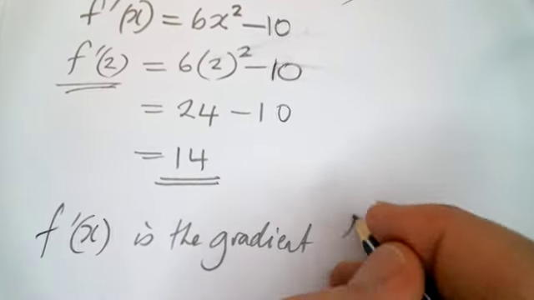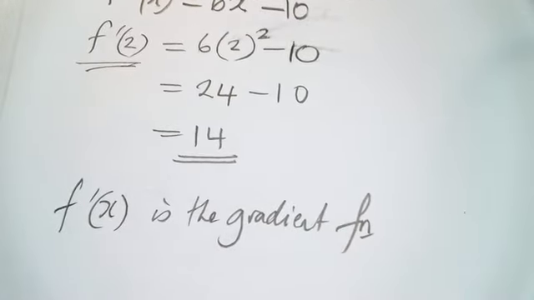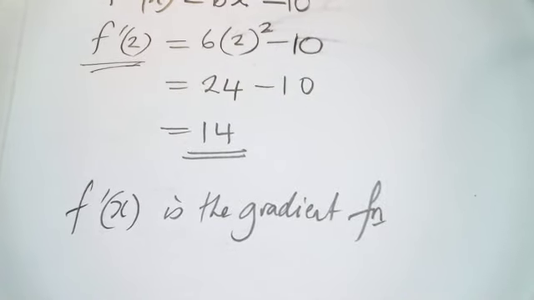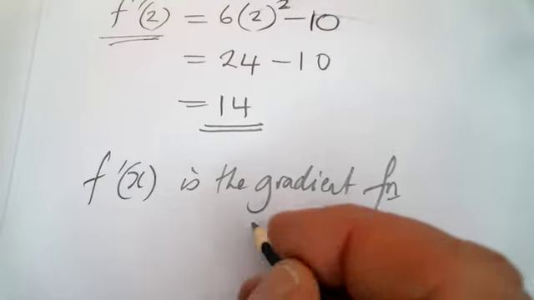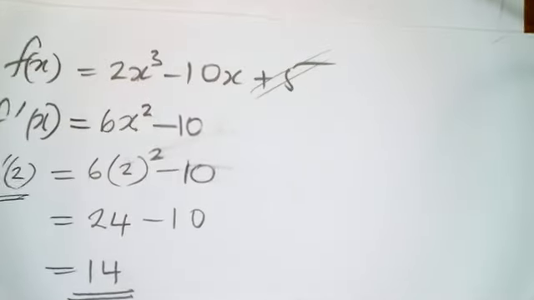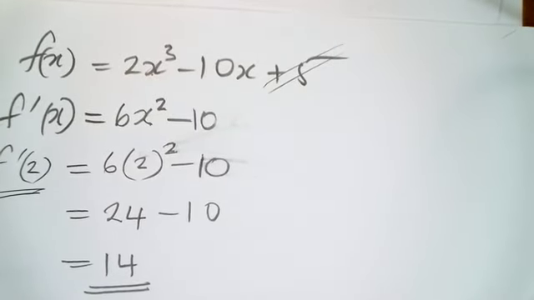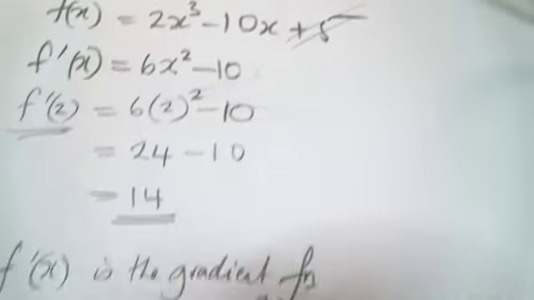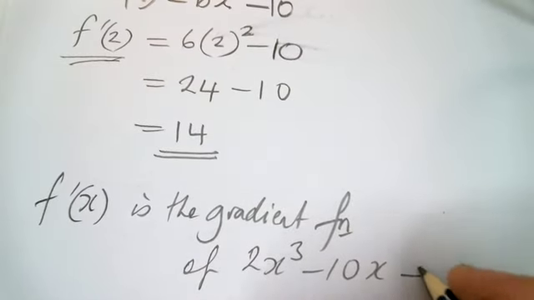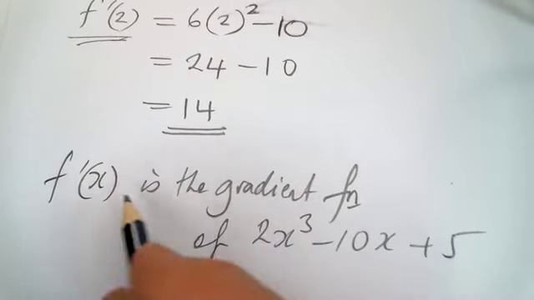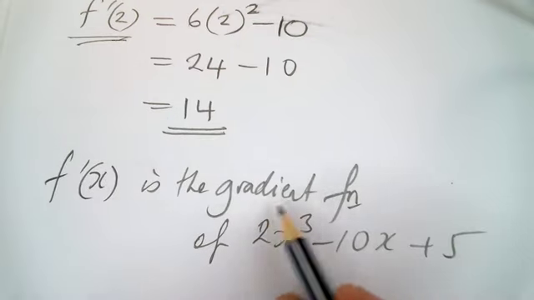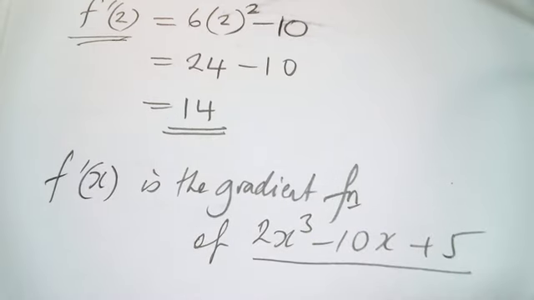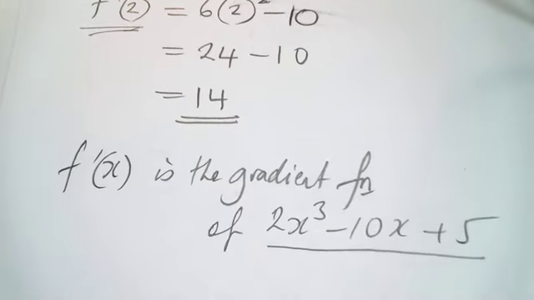And it's called the gradient function. f dash x, f prime of x, is the gradient function of 2x cubed minus 10x plus 5. So f prime of x is the gradient function of that expression there.